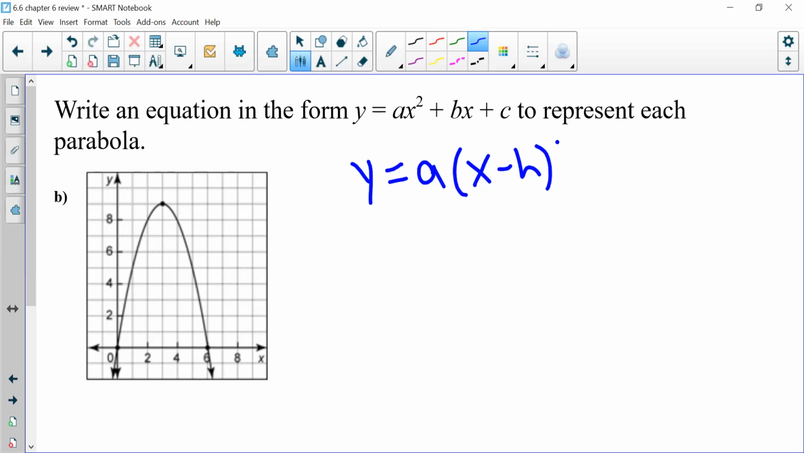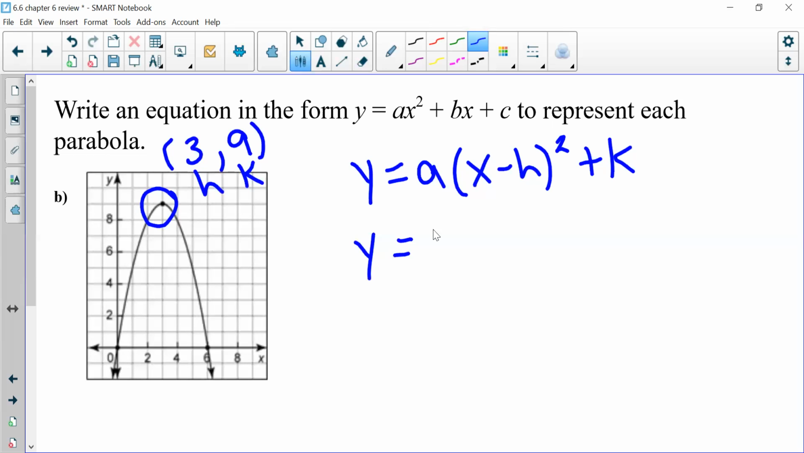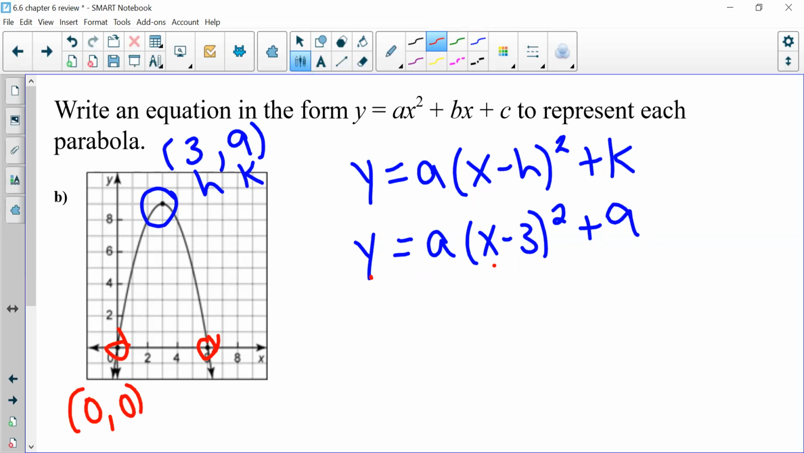So vertex form, H and K are my vertex, which in this case is the point 3, 9. 3 being H, 9 being K. I don't know A, so I'm looking for something to plug in for X and Y. I have 2 points. I could either use 0, 0 or 6, 0. Either one works. I think I'll just go with 0, 0 for X and Y. If you use 6, 0, you'll get the exact same information. So if you want to try that, go ahead. Working with zeros just kind of seems like a nice, quick thing to do here.